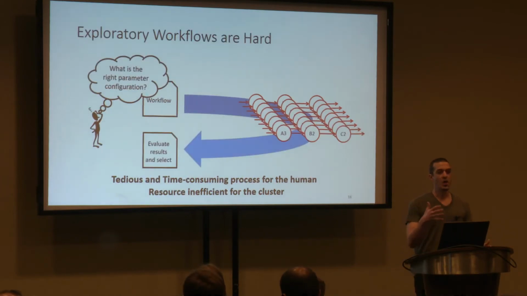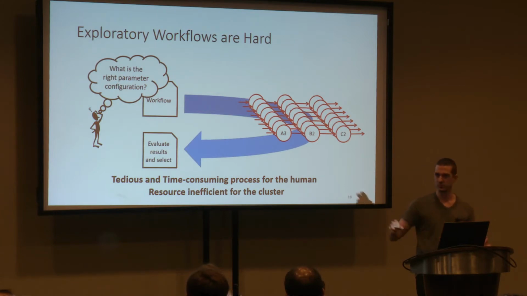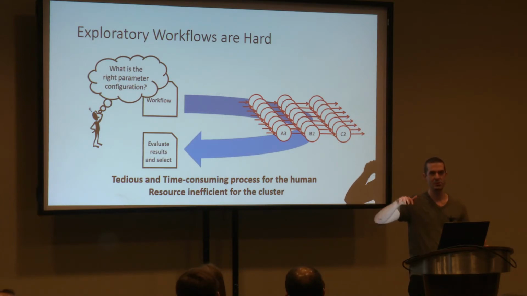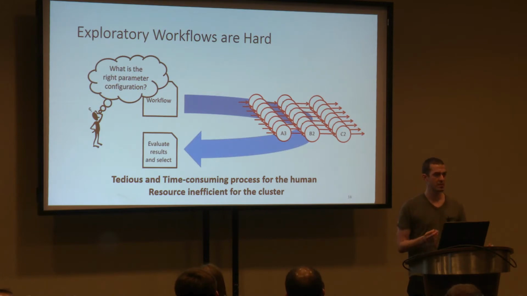So the exploratory workflows are hard. Exploratory workflows is this idea where one single data flow is going to have multiple different parameters, and each parameter configuration is going to lead to a different data flow. As you see in the slide, the analyst needs to basically enumerate every single data flow for every single different parameter configuration they want to try out, and they will need to submit this to the cluster. They will need to wait until the data flows finish in the cluster, retrieve the results, evaluate the results with some script that they write, and pick which one is the best.